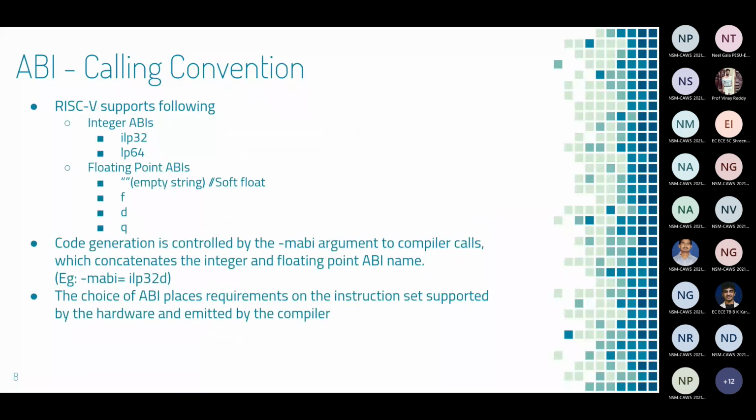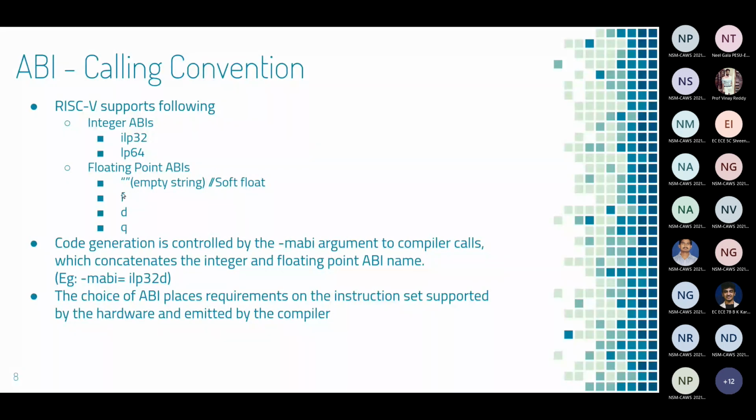RISC-V currently supports 2 different integer ABIs. One is ILP32 and the second is LP64. ILP32 is basically for the RV32I base ISA, and LP64 is for the RV64 ISA. Then, based on whether you have the F and D extensions in your ISA, in your hardware, you would enable the ABIs appropriately over here.